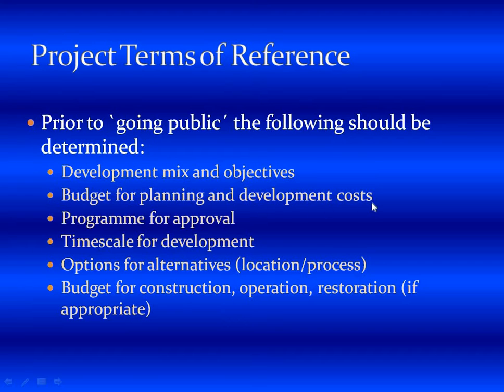Budget for planning and development cost. This budget also includes the mitigation measures. Then, what is the program for approval? What is the time scale for development? An option for the alternative location process: what other alternative location processes are involved there? And budget for construction, operation, restoration if appropriate. So restoration also comes into mitigation. So all these criteria should now be determined. Then I will go to the public.